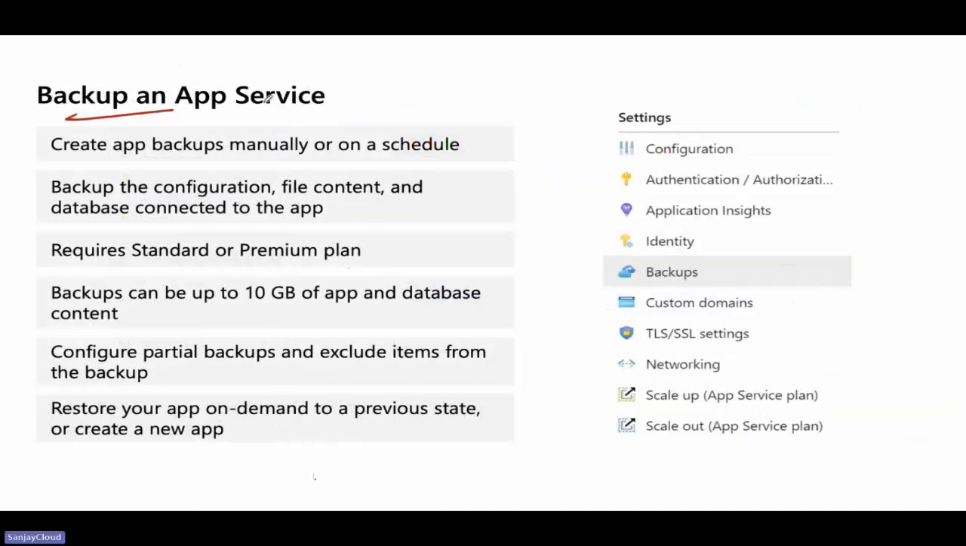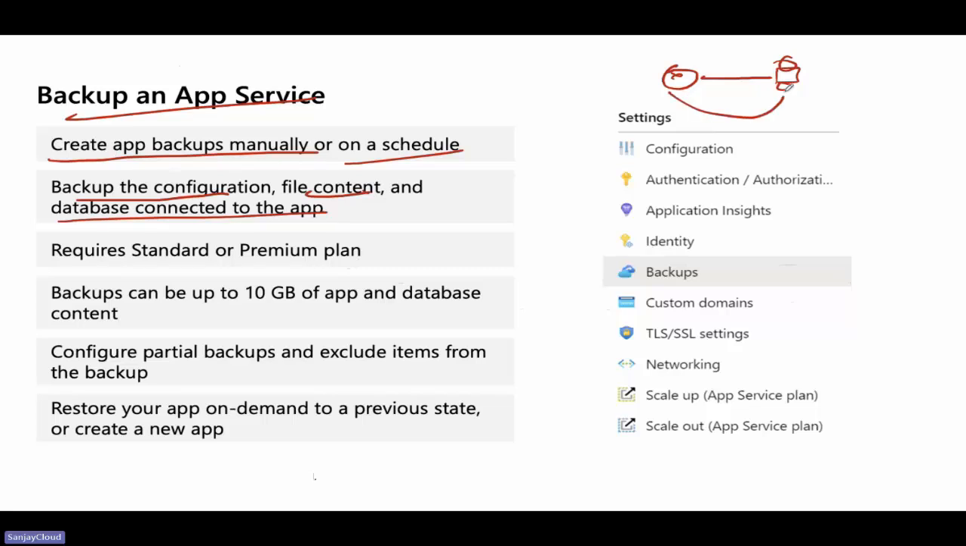Backup: we can enable backup services for an Azure web application, creating a backup manually or on a schedule. By default backup will also be enabled. It backs up the configuration, file content and database content connected to the application. So if you have a web application and a database connected with it, you will be able to take 10 GB of backup of your web application and database. For the database, you can take a backup of 4 GB.